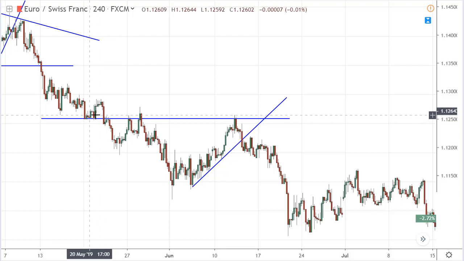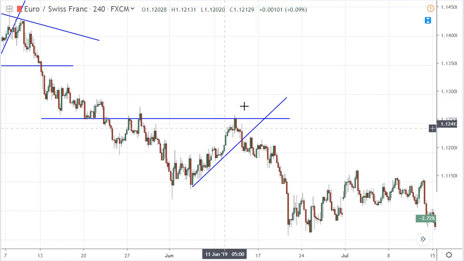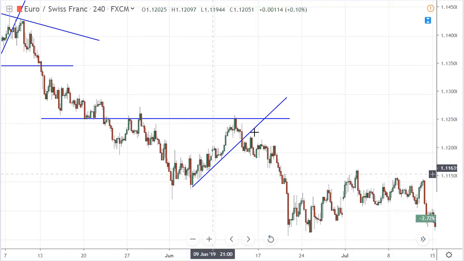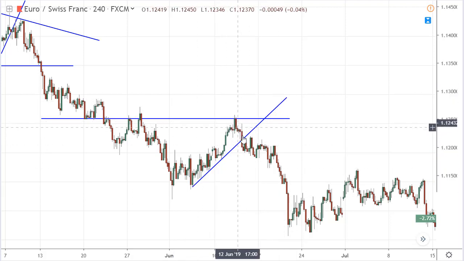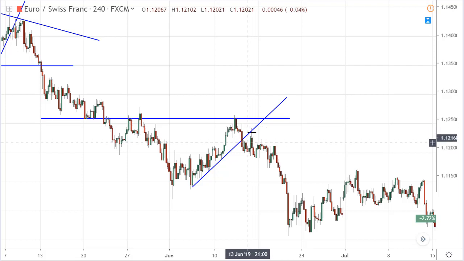And yes, it acted as support, it acted as resistance a little bit, and here it did again. So combined with the resistance area, combined with the trend line, and then finally we got a break and a retest here. This would be the conclusion to me, like this could be an entry for me.